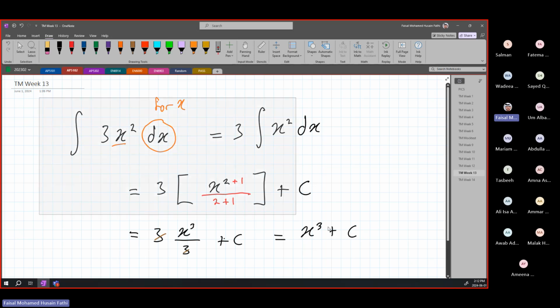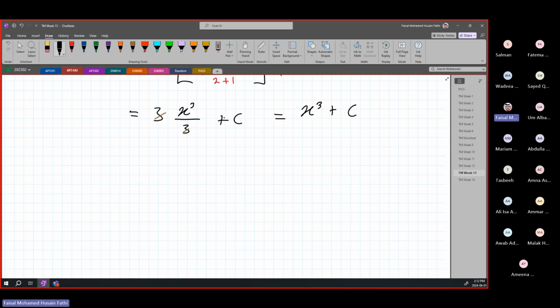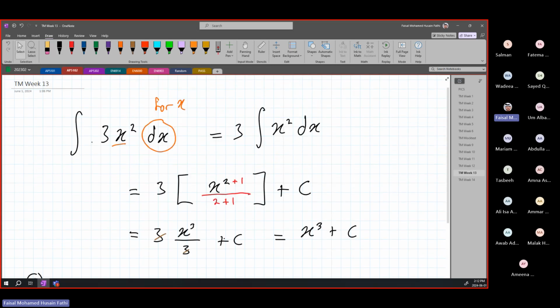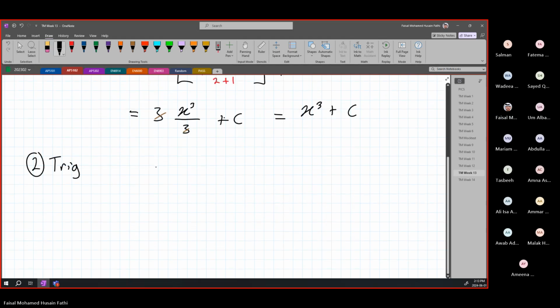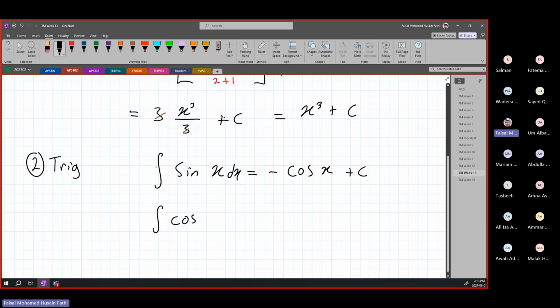All right, so this is the integration of a basic equation that we looked over. This is known as the general form. But what if we have sine or cosine, trigonometry? What about trigonometry? We're only going to be looking at sine of x. The integration of sine x dx is going to be minus cosine x plus c. And the integration of cosine of x dx is plus sine x plus c.